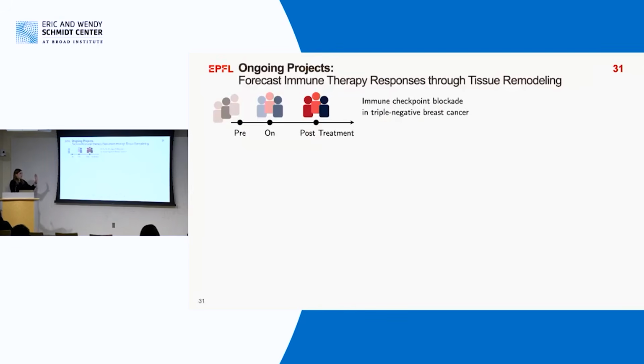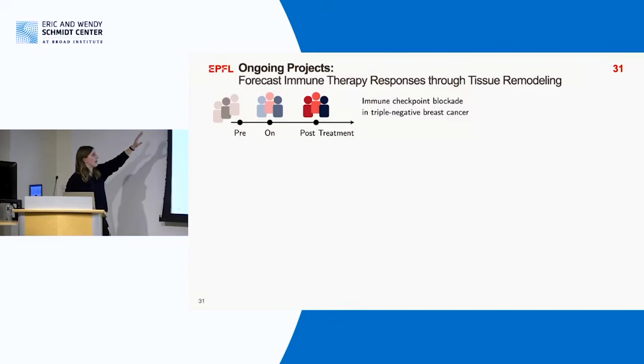So just to forecast why those foundation model embeddings are important and give us an even better angle: with this method, we have so far always used autoencoder-based embeddings, or lower-dimensional representations, for very high-dimensional data. But you can see here that now we basically do the same for tissue remodeling. And we have a cohort for which we have samples pre-treatment, on treatment and post-treatment for immune checkpoint blockade in triple-negative breast cancer.